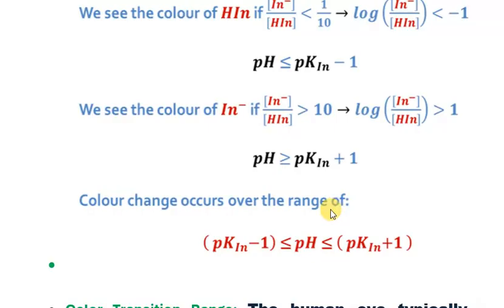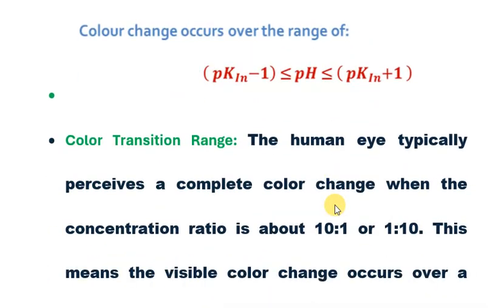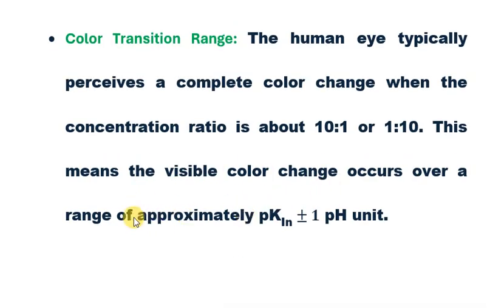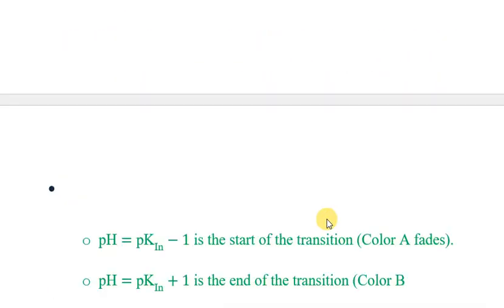The color change with respect to pH change is plus minus 1. The transition starts with respect to a pH of plus minus 1. The human eye typically perceives the complete color change when the concentration ratio is 10:1 or 1:10. This means the visible color change occurs over a range of approximately pKa, the ionization constant of the indicator, plus minus 1 pH unit.